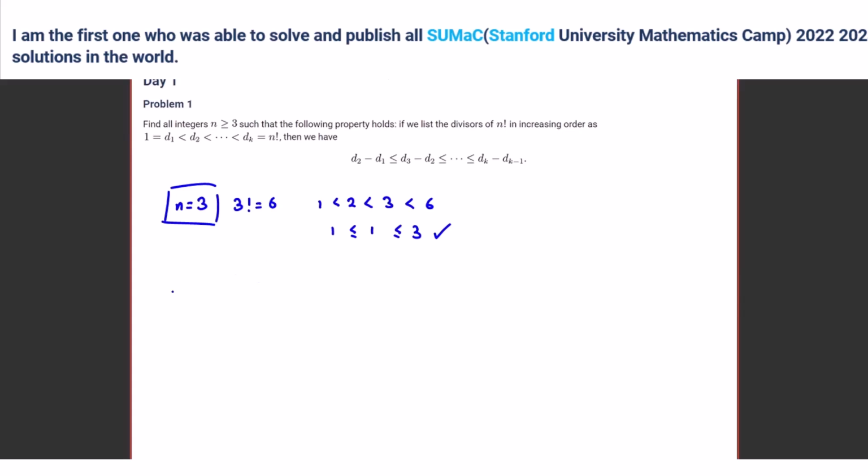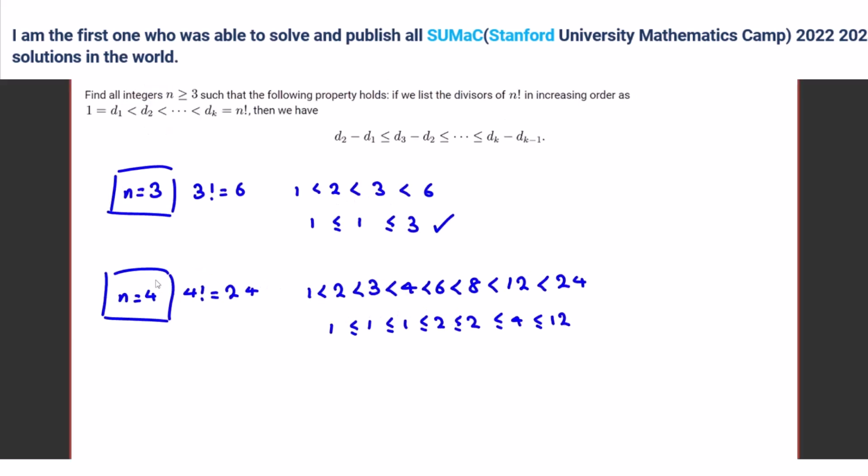For n = 4, 4 factorial, which is 24. What are the divisors? 1, 2, 3, 4, 6, 8, 12, 24. If you write the differences, it is 1 less than or equal to 1, less than or equal to 1, less than or equal to 2, less than or equal to 2, less than or equal to 4, less than or equal to 12, right? So n = 4 is our next answer, right?